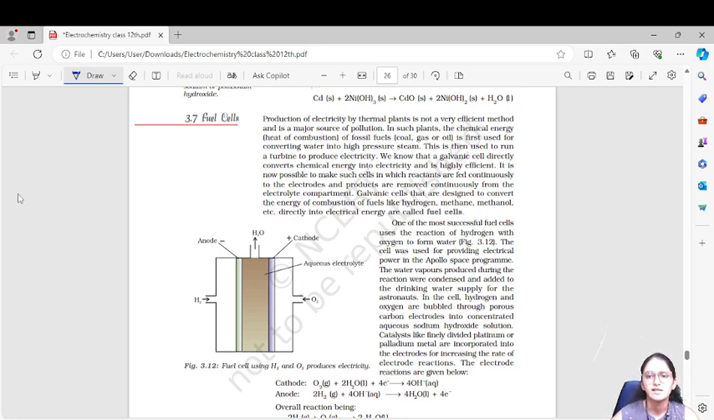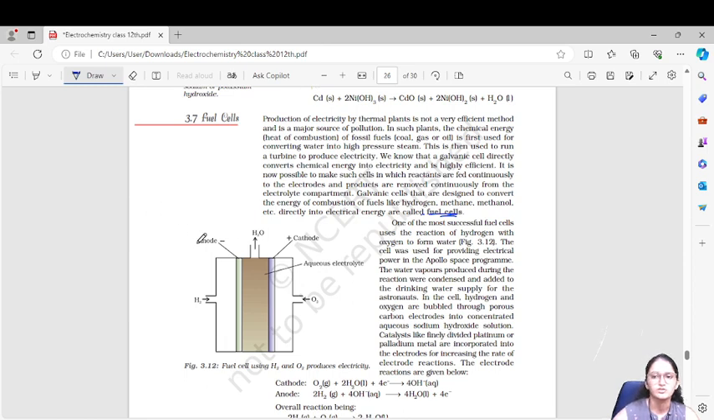Galvanic cells which are designed to convert energy of combustion fuels like hydrogen, methane, methanol directly into electrical energy, they are called as fuel cells. So these cells convert their energy directly into electrical energy. Now what happens here, in this H2O2 fuel cell, which was used in providing electrical power in Apollo space program, water vapor is produced during the reaction, condensed and added to the drinking water supply for astronauts, meaning the water vapors produced were condensed and added to the drinking water supply for astronauts.